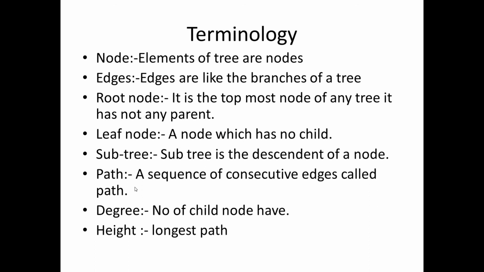Path. Path means a sequence of consecutive edges is called a path. A sequence of consecutive edges. Consecutive means one after another, one after another. Maintain a sequence of consecutive edges. So the definition of a path is that a sequence of consecutive edges is called a path.